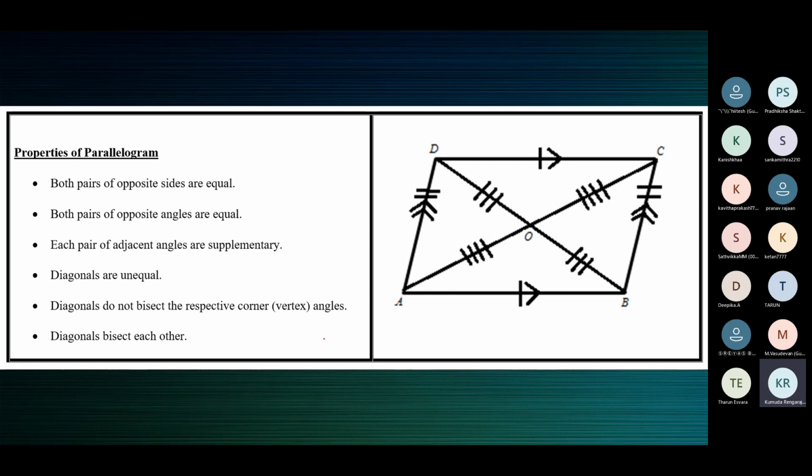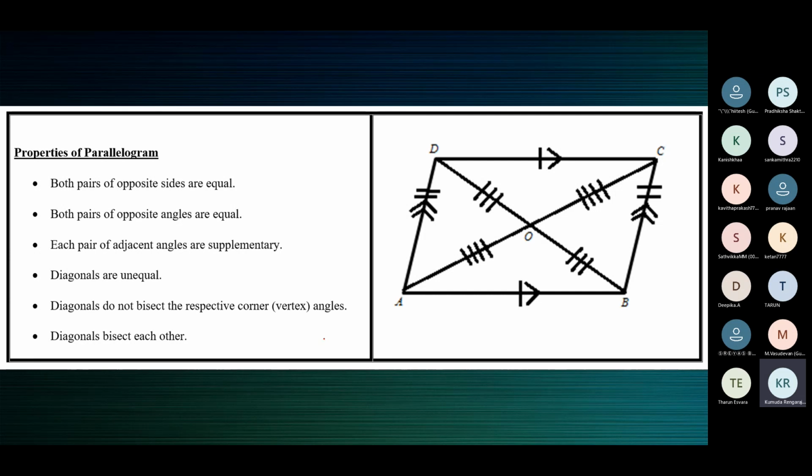So both pairs of opposite sides are parallel and equal. When you prove that both the pairs of opposite sides are parallel, that means it's a parallelogram. You don't have to prove all these other properties. Simply when both the pairs of opposite sides are parallel, it is a parallelogram.